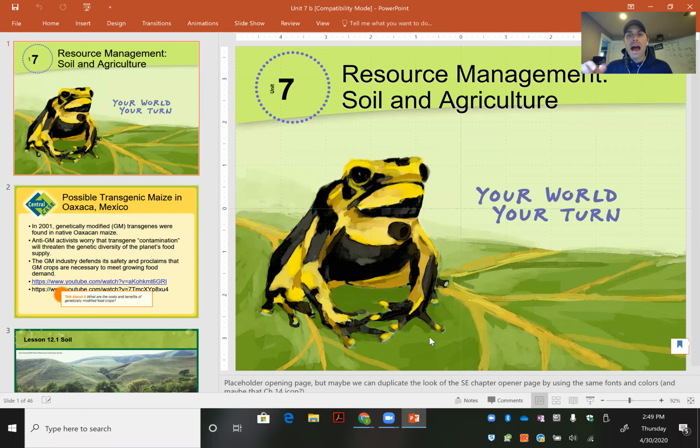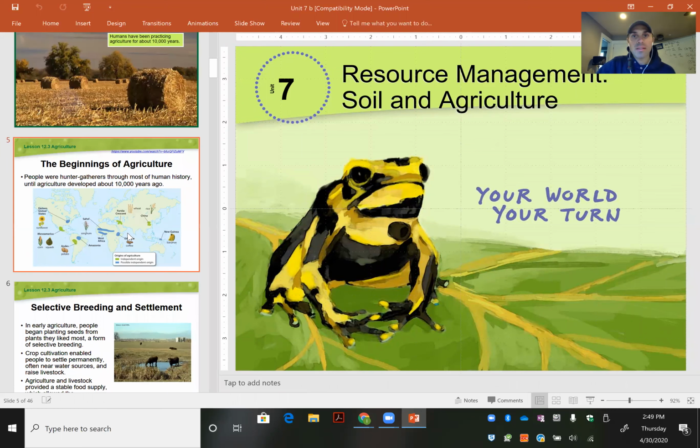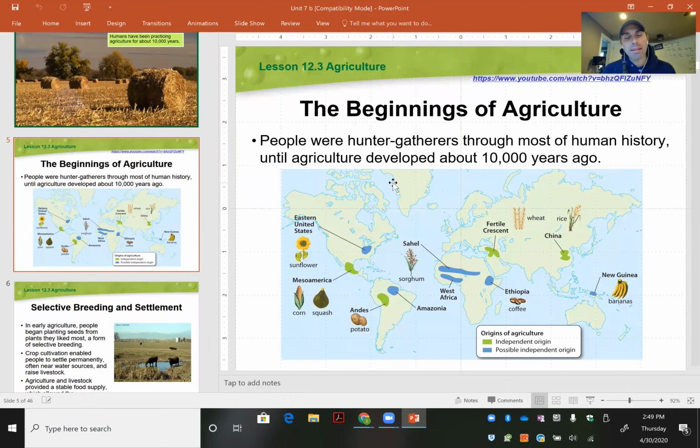All right, so number one, how did agriculture begin? Well, if we're looking at this, we see in this slide right here that agriculture began about 10,000 years ago. And we can see it was kind of like speckled all over the world. You know, we had the eastern United States, we had the sunflower, and Central America, we had corn and squash, and over in Africa, we had the coffee bean and sorghum. China, we had rice and wheat. All right, Papua New Guinea was bananas. So on and so on.